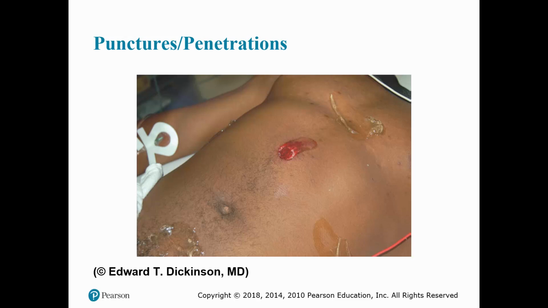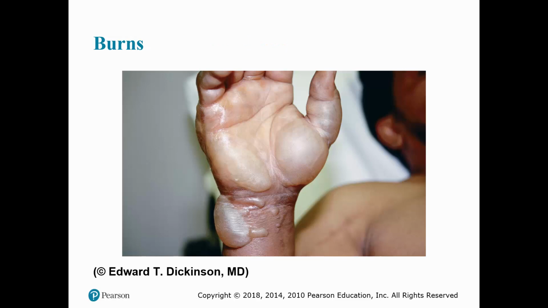Here's an example of partial thickness burns characterized by redness, swelling, and formation of blisters. It's a good example of the fluid shift as well, where the body is flooding the affected site with fluid, trying to cool the affected tissues down.